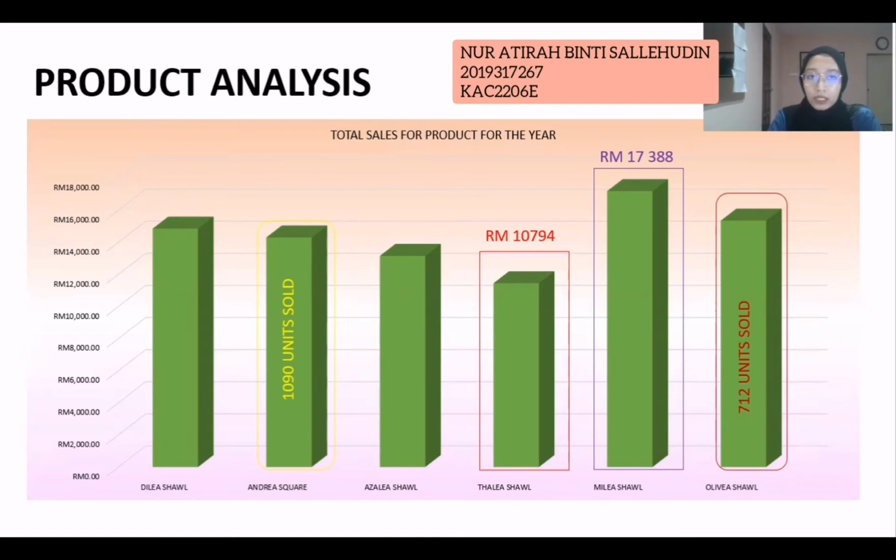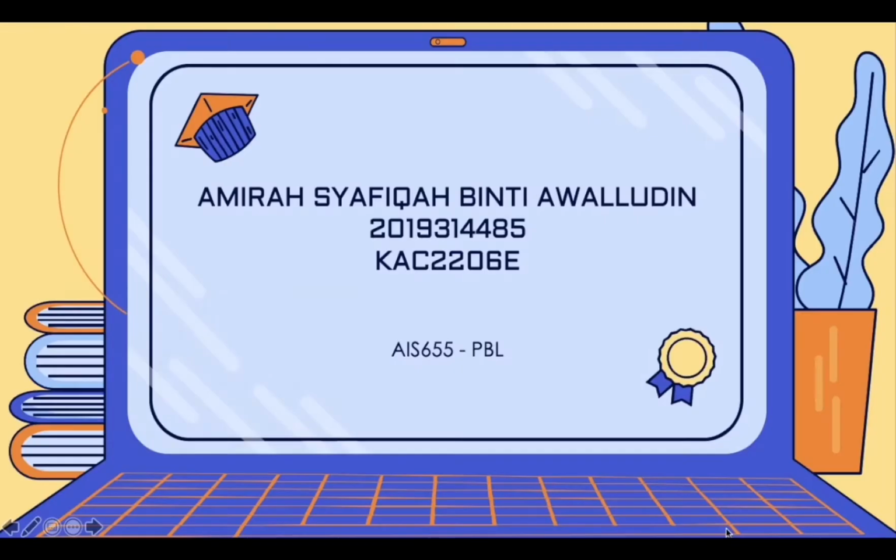And the total average for the sales during the year is 14,158 ringgit and 67 cents. And the total average for the product that have been sold is 810 units.